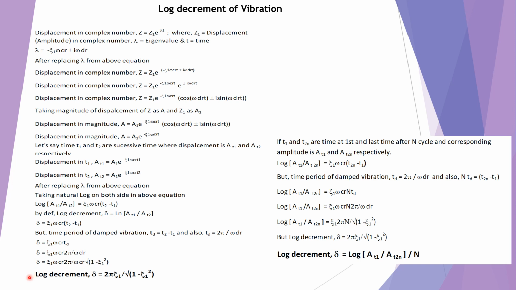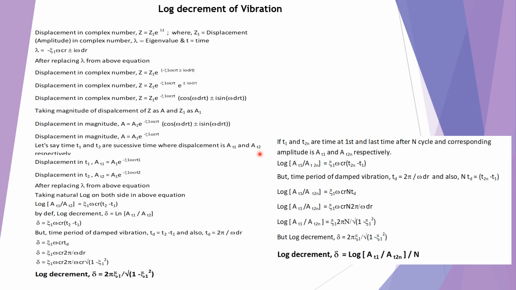So delta is equal to zeta1 omega_cr into 2 pi upon omega_cr square root of 1 minus zeta1 square. So on simplification, log decrement can be written as 2 pi zeta1 upon square root of 1 minus zeta1 square. So this is the expression for log decrement.